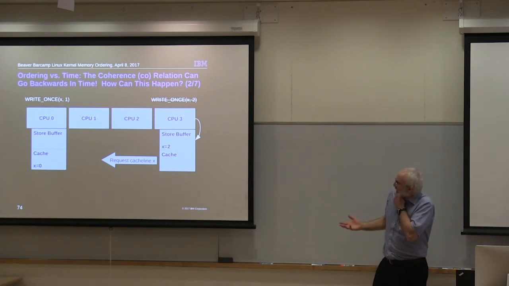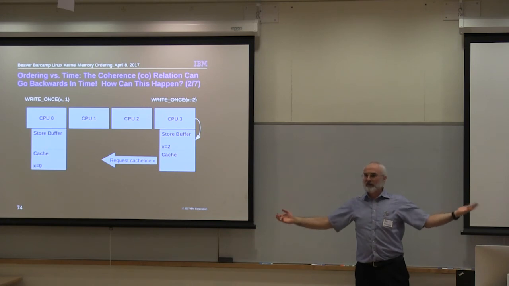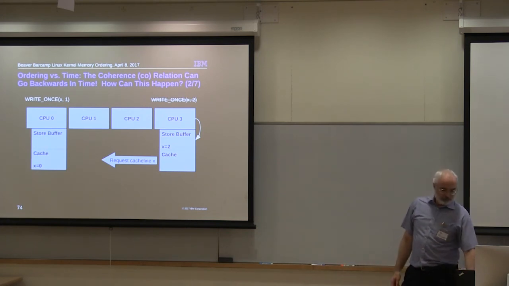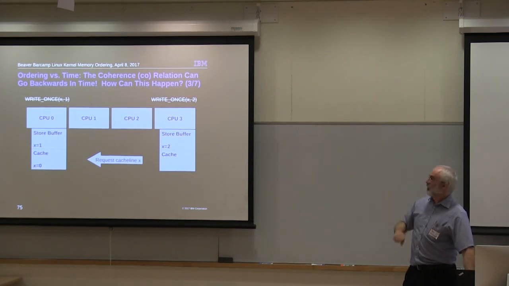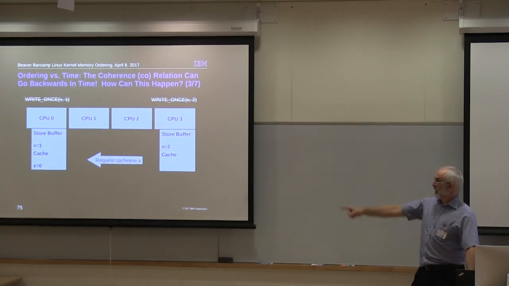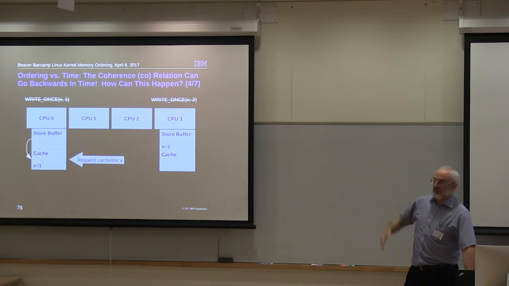Well, that's fine, but it doesn't have the cache line. So it sends a request out, say, give me the cache line, I need to write this thing. And that propagates through. At about that time later, CPU 0 does its write, except that it's got the cache line right there. And so it puts the write in the cache line.